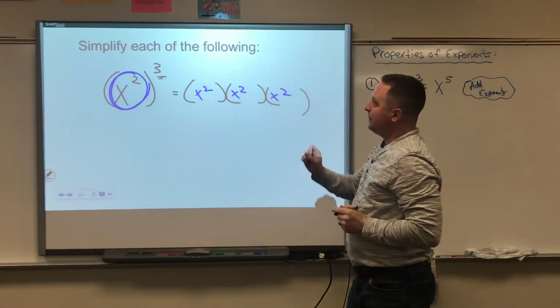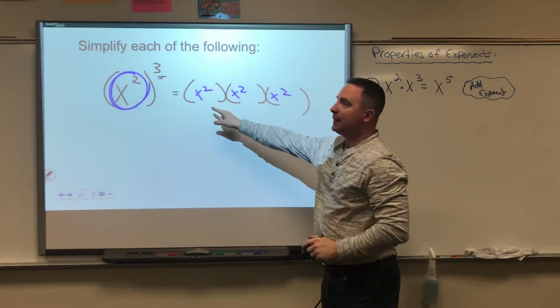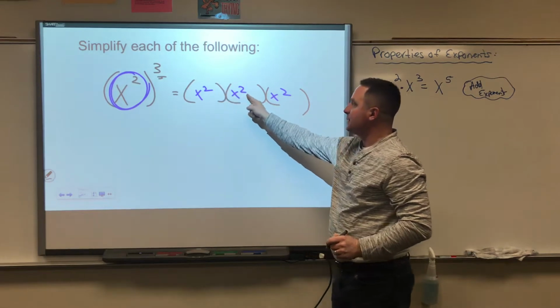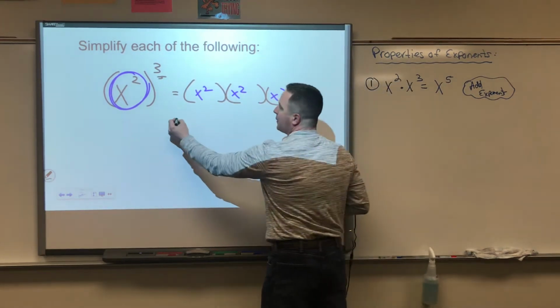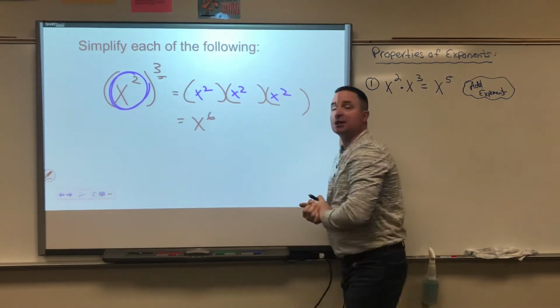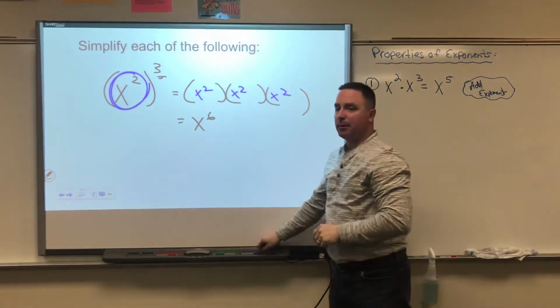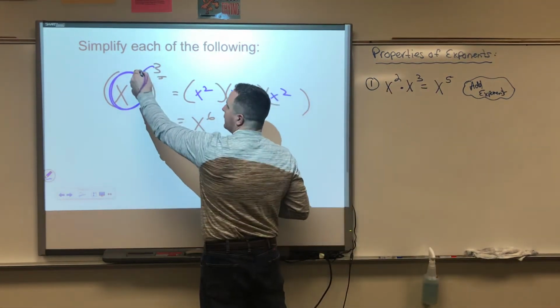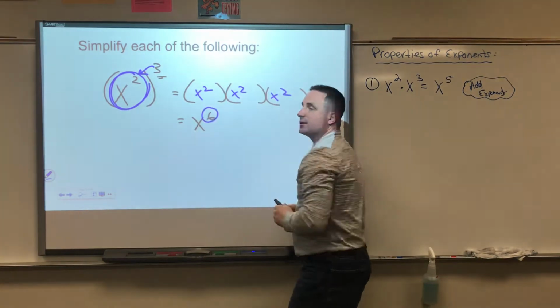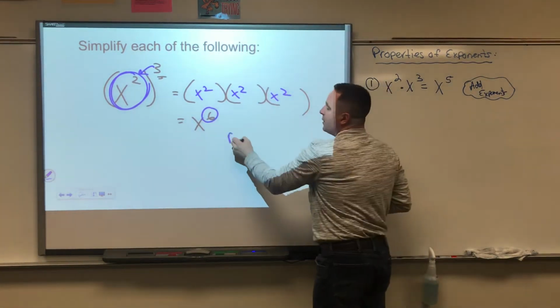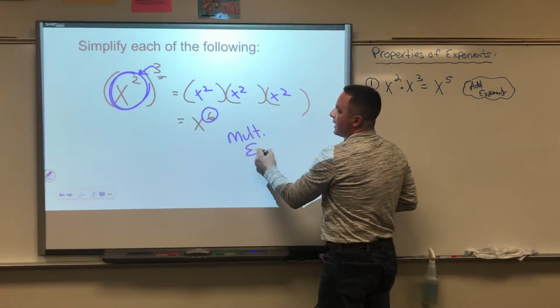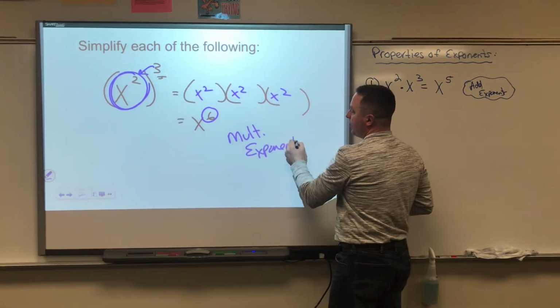And if I use the same rule that I did over here a minute ago, x to the 2nd times x to the 2nd times x to the 2nd, if I add those together, I get x to the 6th power. And you probably see a little relationship between that and this. And you're exactly right. We multiply the exponents.